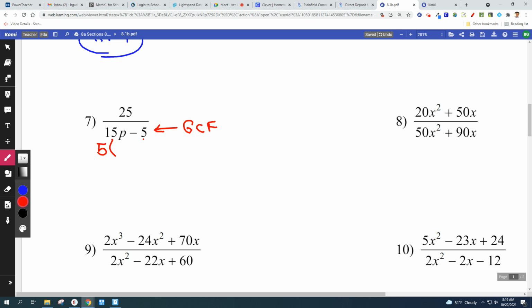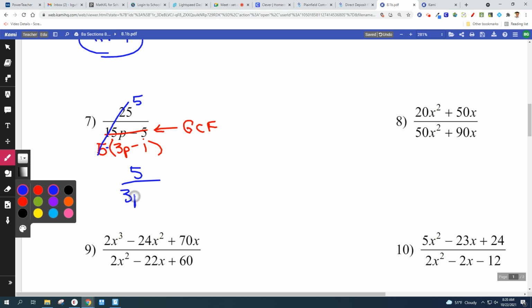And so think about it as 5 times what would be equal to what we started with? Well, 5 times 3p with a minus sign, and 5 times 1. Okay. Now I can reduce with this 5 because it's 5 times something. 5 is a factor. I can reduce with my 5. This 5 goes into 25 5 times. So I'm left with 5 on the top, 3p minus 1 on the bottom. That's all I can do.